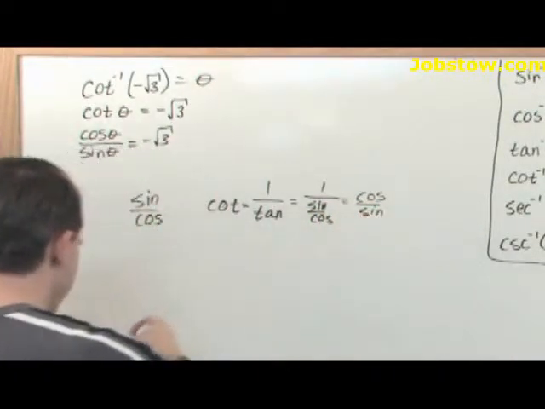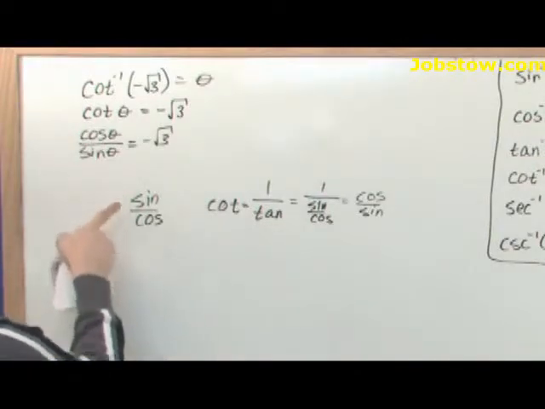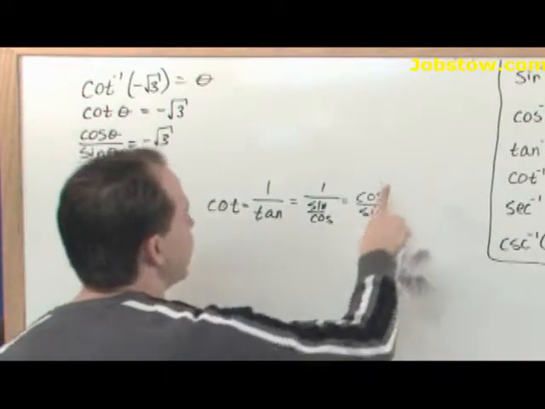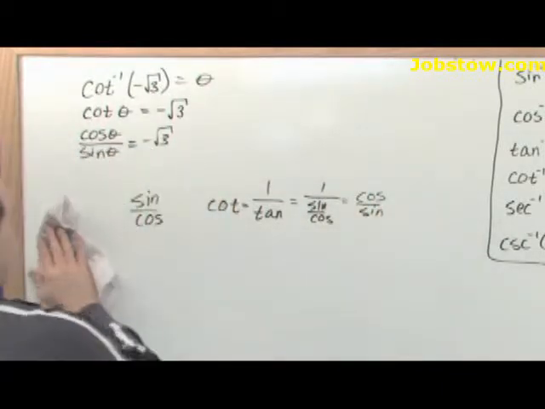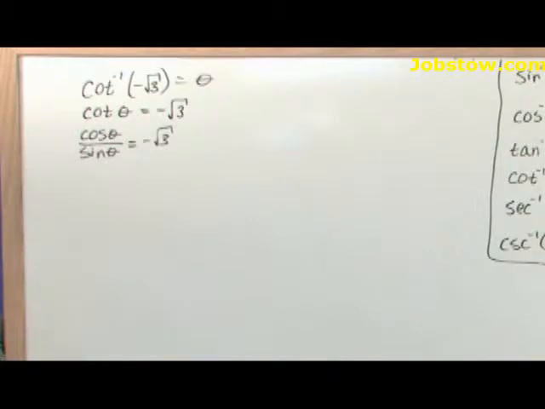So really, to boil it down, just something easy for you to remember. The tangent function is sine over cosine. The cotangent function is cosine over sine. That's really the thing you need to remember. Okay? So we wrote the cotangent function as cosine over sine.